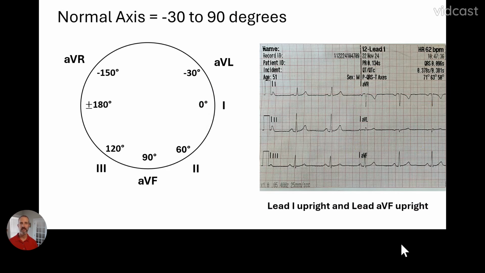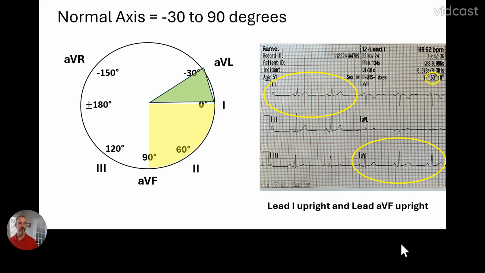A trick that I'm going to teach you is to put your thumbs up. You have lead 1, which is associated with the left thumb, and lead AVF, which is associated with the right thumb. When both of those leads are upright, as they are in this 12 lead, remember, we're only talking about the horizontal leads, so leads 1, 2, and 3, and AVR, AVL, and AVF. Two thumbs up indicates that leads 1 and AVF are upright, indicating that our axis is heading into that quarter region.